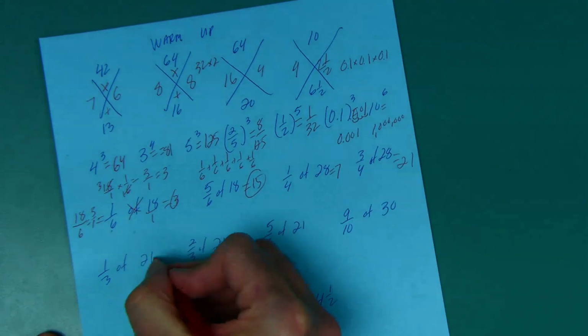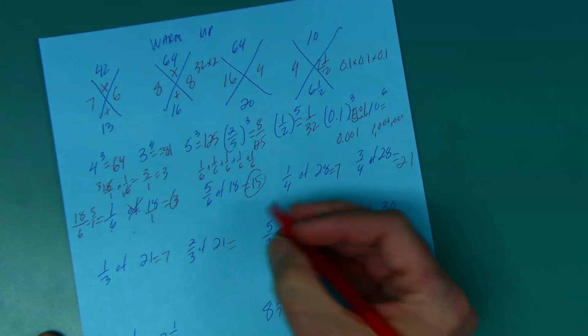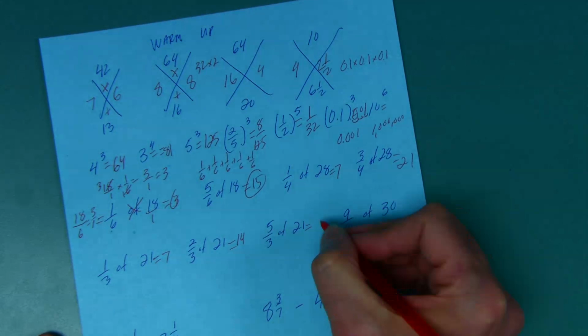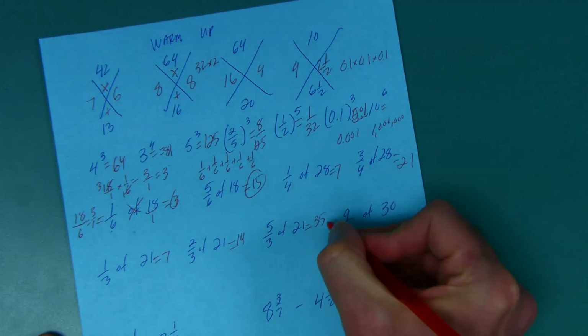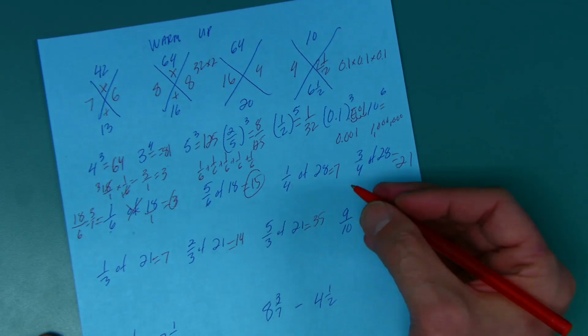1/3 of 21 is 7. What's 2/3 of 21? Well, it's 2 sevens, 14. What's 5/3 of 21? Well, it's 5 sevens, 35. But that's more than 21. Yeah, because that's more than 1, an improper fraction, right?